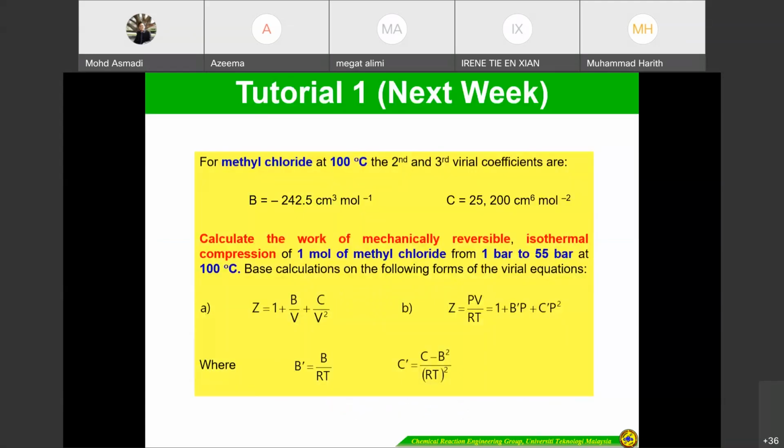Kita masuk cubic equation of state sikit je. Ada soalan tak? Tak ada. Okay. Masa tak jalan.